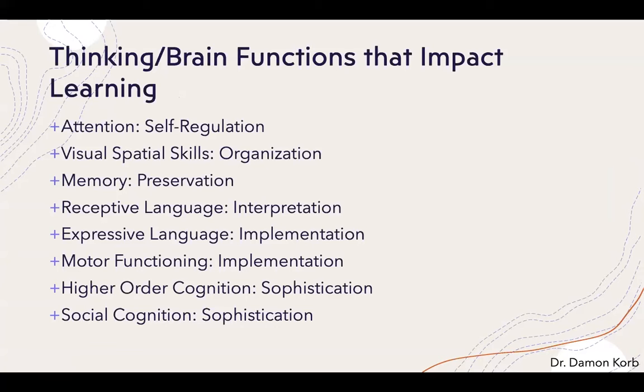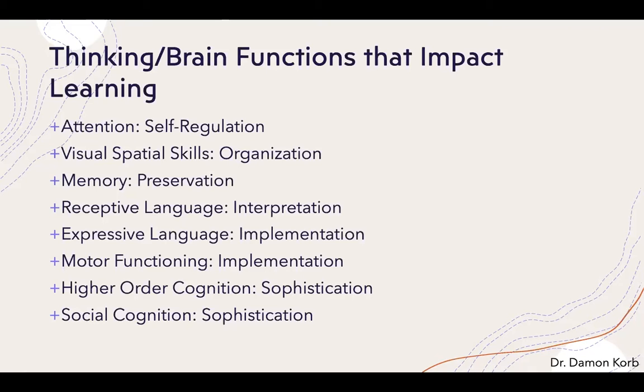So thinking or brain functions that impact learning vary quite a bit. This is not an inclusive list. I borrowed this from my practice partner, Damon Korb. He has a nice list here that really describes some of the important brain processes that impact learning and connects two ideas with each. So when it comes to attention, it is very connected to self-regulation, right? So being able to pay attention, like a child paying attention to their own body and being able to regulate their own attention and their body.